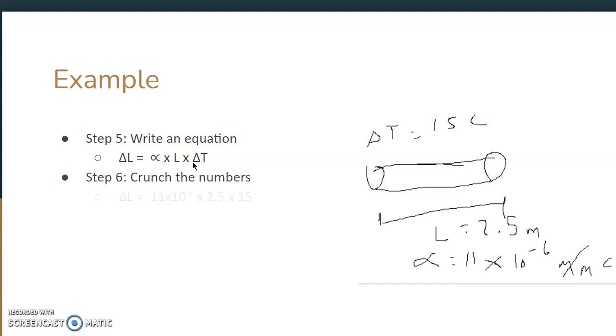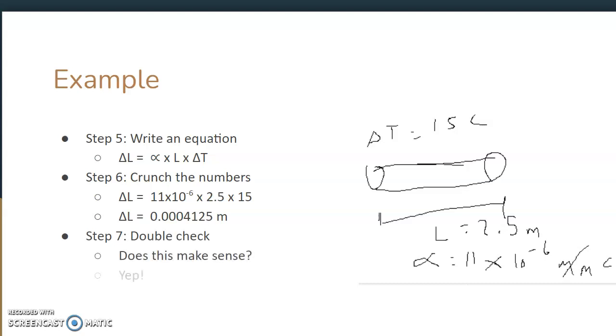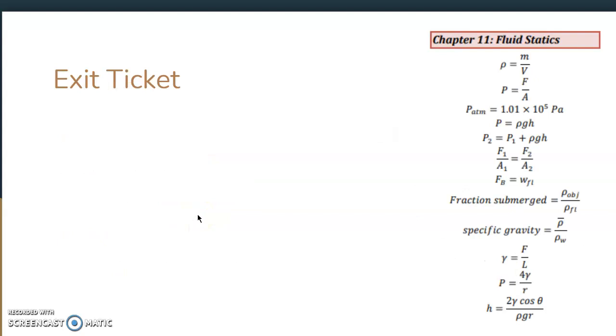So this is when we crunch our numbers. We plug in our alpha, we plug in our L, we plug in our delta T, and then just multiply them all together. And we found that our change in length is 0.0004125 meters. So a very small amount. Does this make sense? Yes, because we didn't expect to get a big number. We wanted to get a small number.